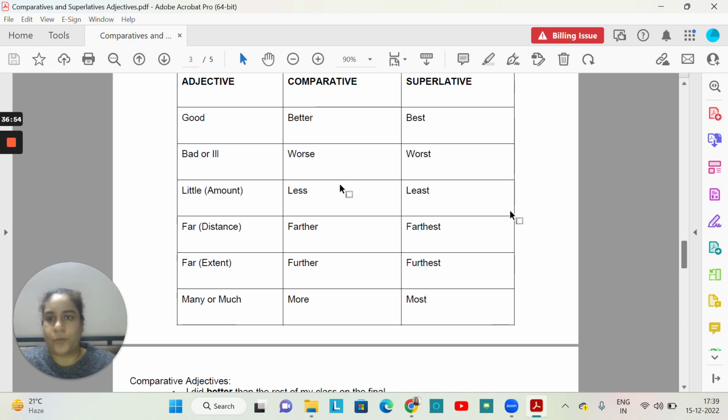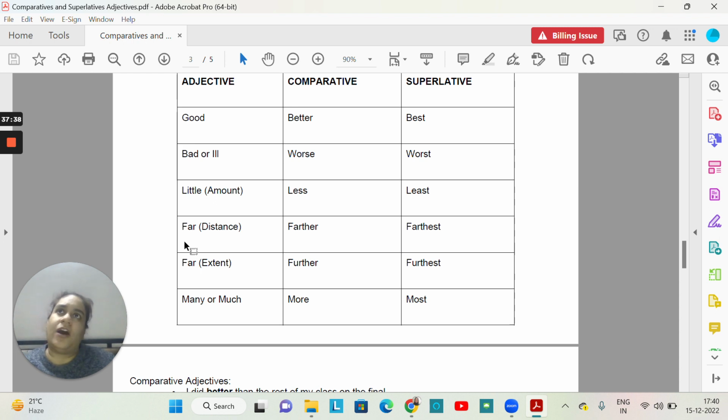Okay, let's go through it. Good, better, best. Bad or ill: worse, worst. Good, better, best. Little, less, least. That is why you see above you've come across the words in comparative and superlative: more or less, most or least. We are talking about amounts. Little is the adjective. There's no littler and there's no littlest. Little, less, least. Far, it's about distance: farther, farthest, further.